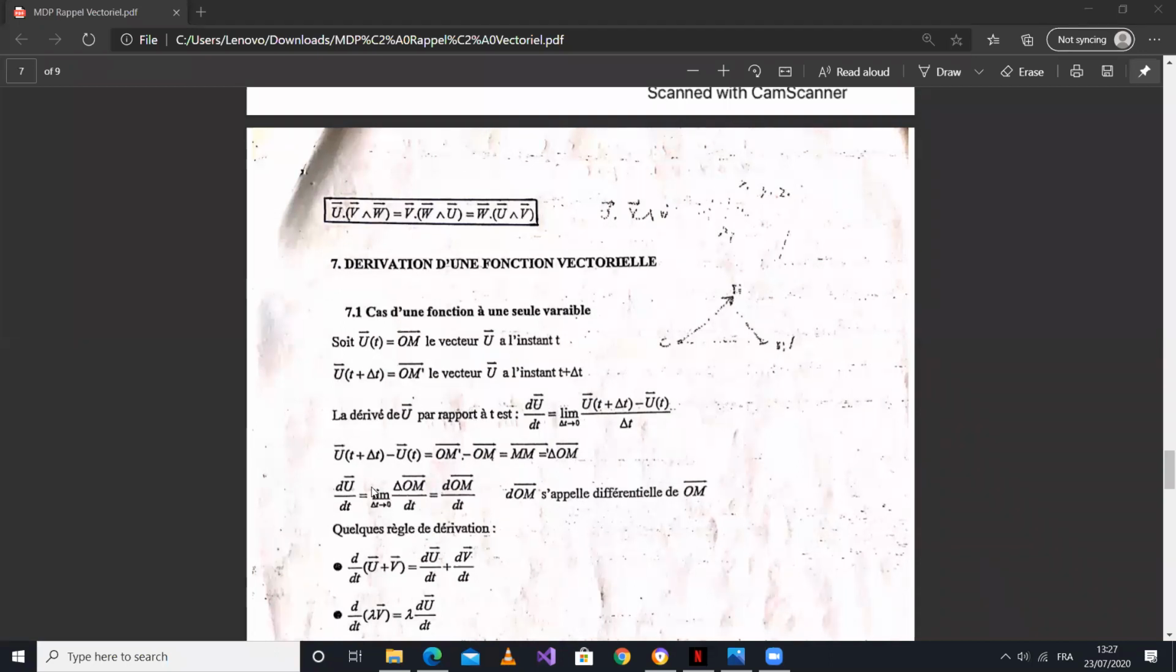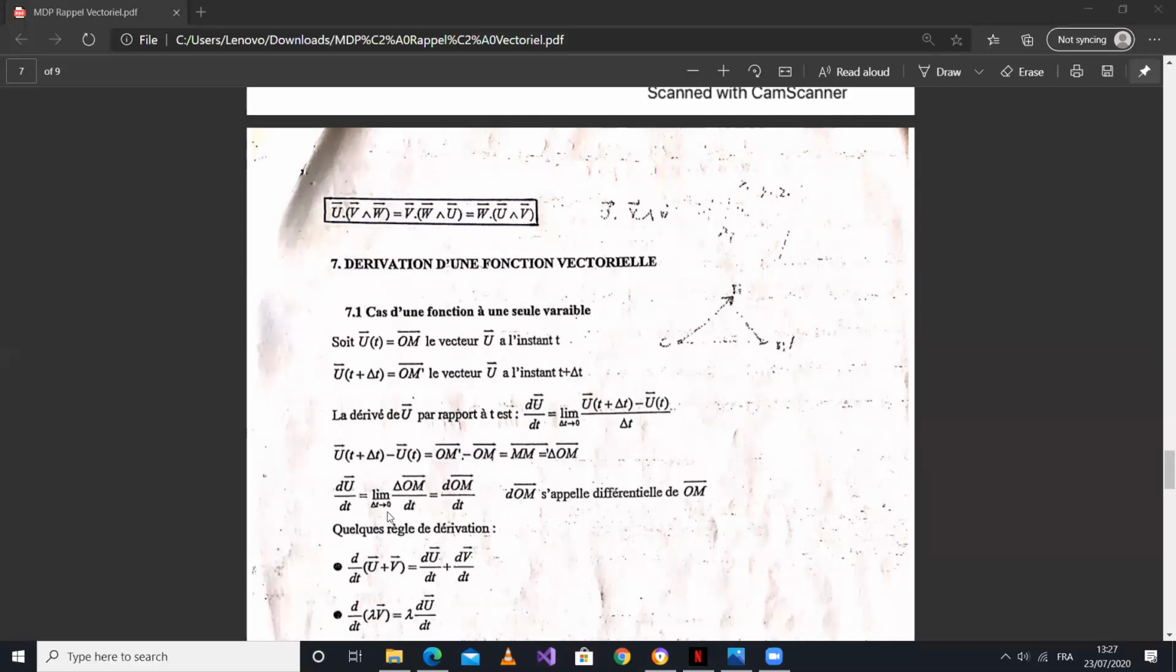Finally, the expression is becoming simpler and simpler as we advance. The rate of change of u with respect to time, du over dt, is going to be the limit when delta t tends to 0 of delta OM, which was what we have here, OM prime minus OM, the change in distance, over dt, the change in time.